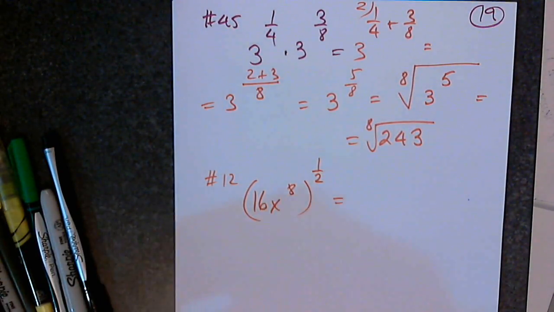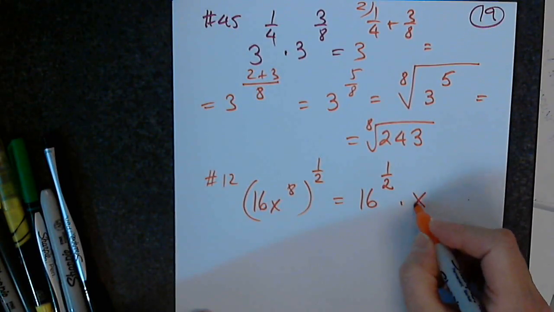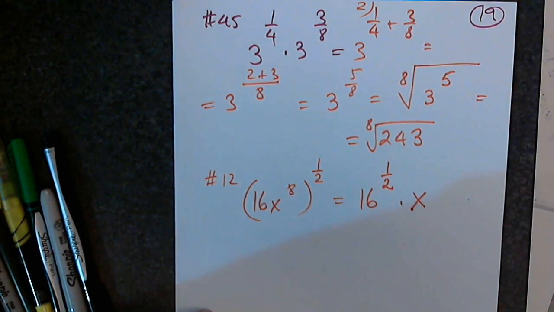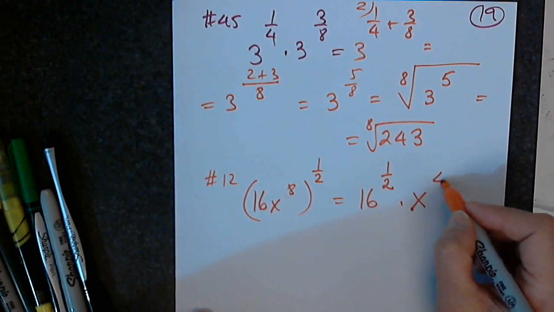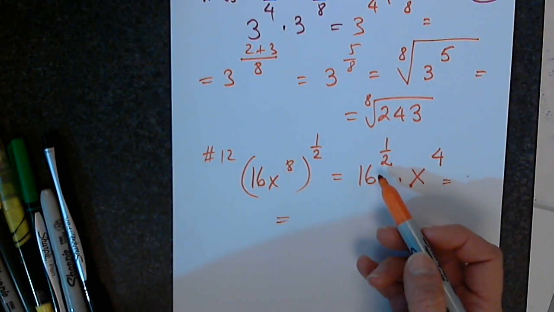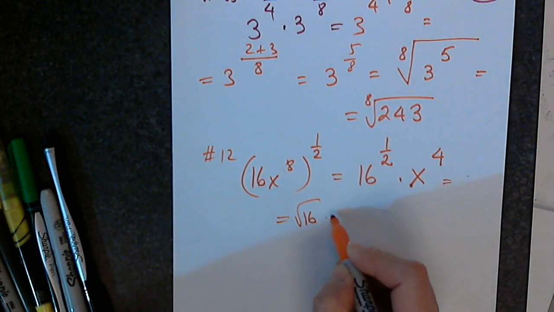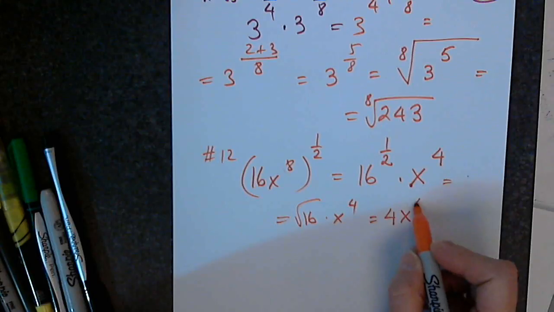Obviously, I have to take each piece and raise it to 1/2. So I have 16 raised to 1/2, and I have x to the 8th raised to 1/2. Yes, 8 over 1 times 1 over 2 is 4. So the only thing I have to perform is basically the square root of 16, which is 4, x to the 4th.